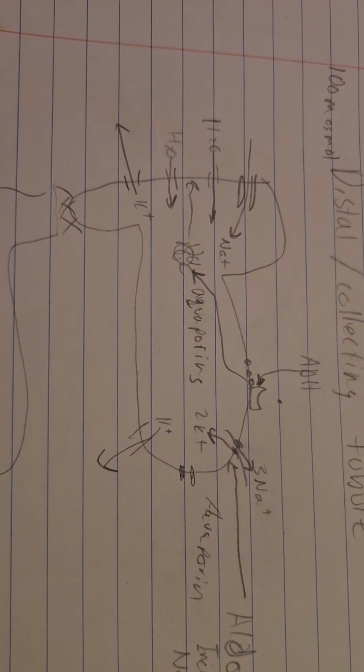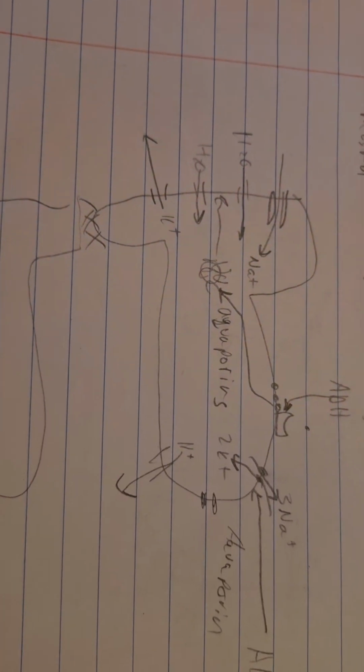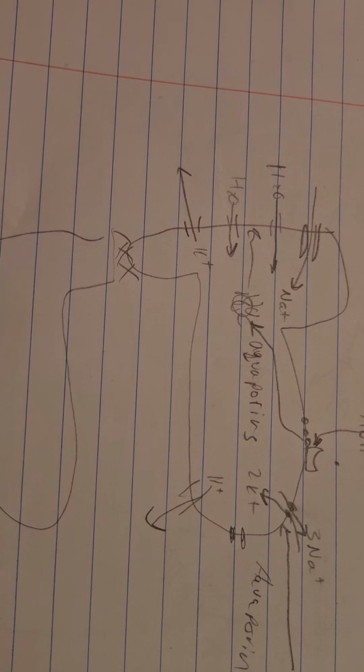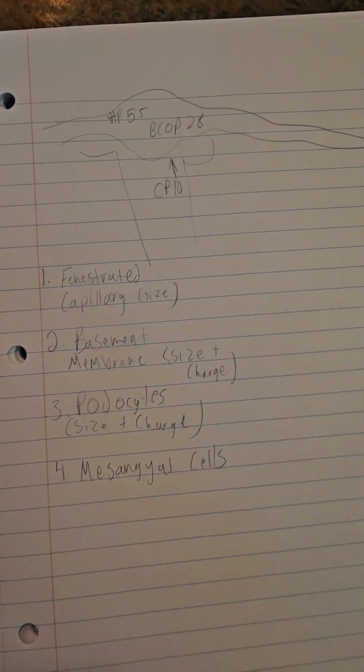Most of the sodium, potassium, calcium, chloride, other important minerals, electrolytes are conserved, but very few will get excreted, such as potassium. All right, let's talk about filtration.